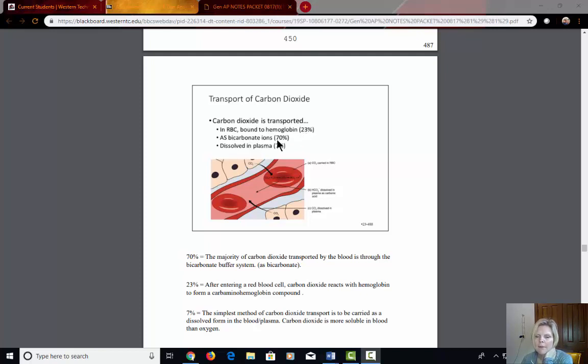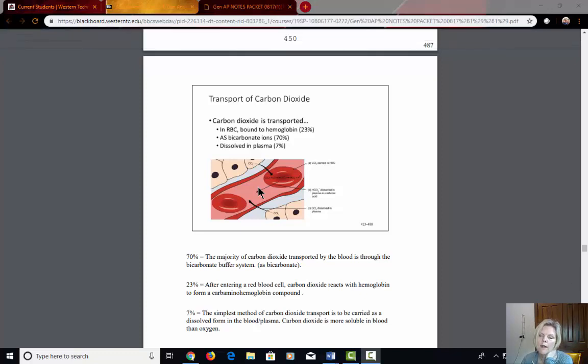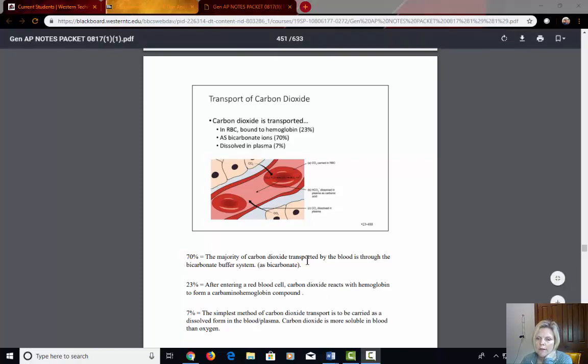And that bicarbonate ion plays a role in controlling blood pH. So we call it a buffer, which means it can take up excess hydrogen ion in order to raise our pH. So you'll learn more about that in advanced A&P. And then the other 7% of carbon dioxide in the blood is freely dissolved in the plasma. So it's in the liquid part of our blood. Just like we saw with oxygen, that 1.5% is freely dissolved in the blood. So a majority of it is transported as that bicarbonate ion.